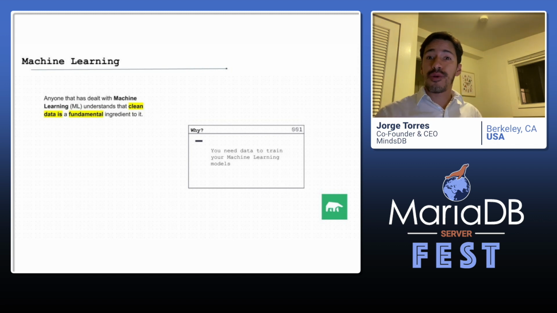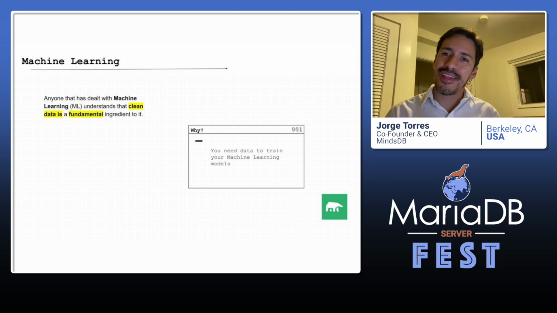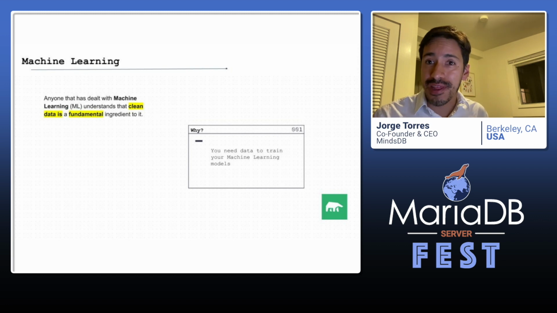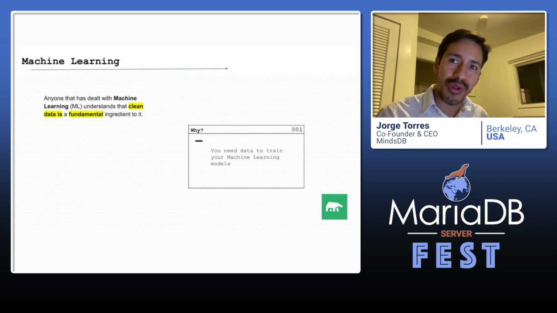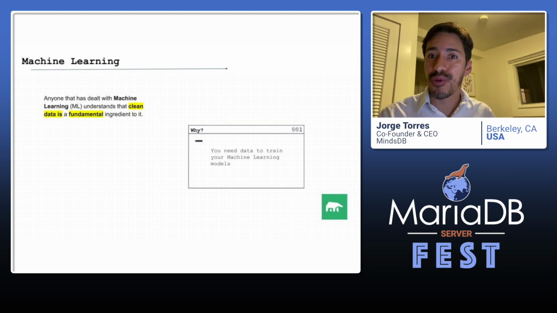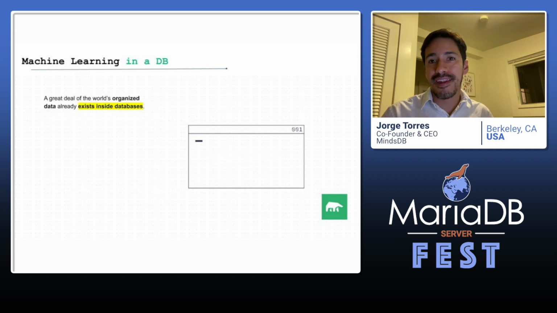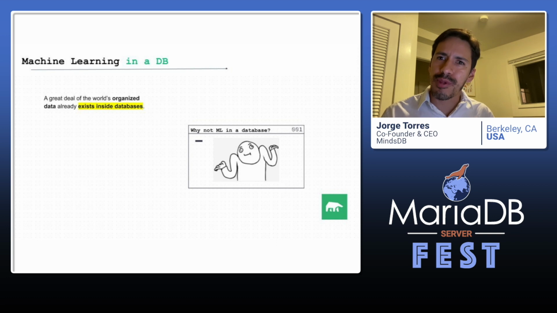So the first thing that we're going to walk you through is why machine learning models in databases. Anyone that has dealt with the creation of a machine learning model understands that data is the crucial ingredient to machine learning. The reason for this is that you really need data to train your machine learning algorithm to do what it's supposed to do. Then it becomes intuitive to ask the question, well, why not bring machine learning as close as possible to where the data lives?